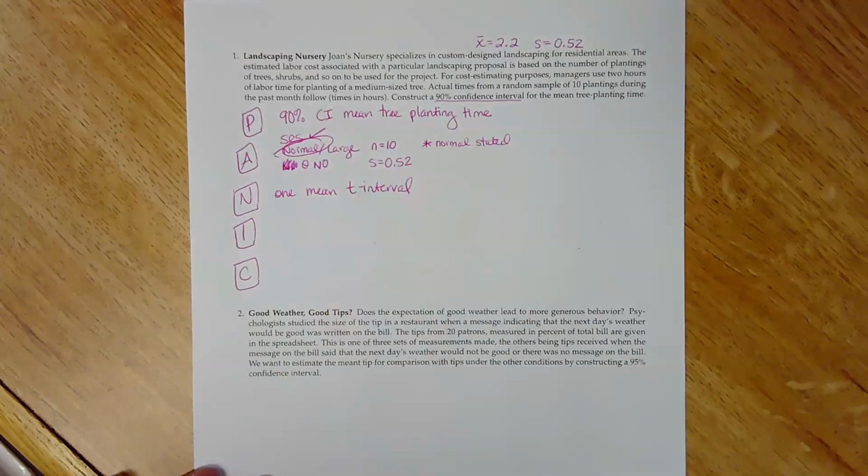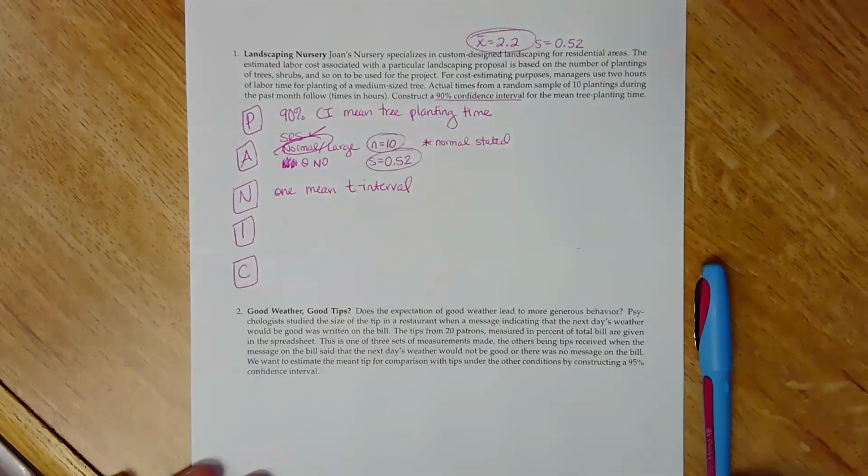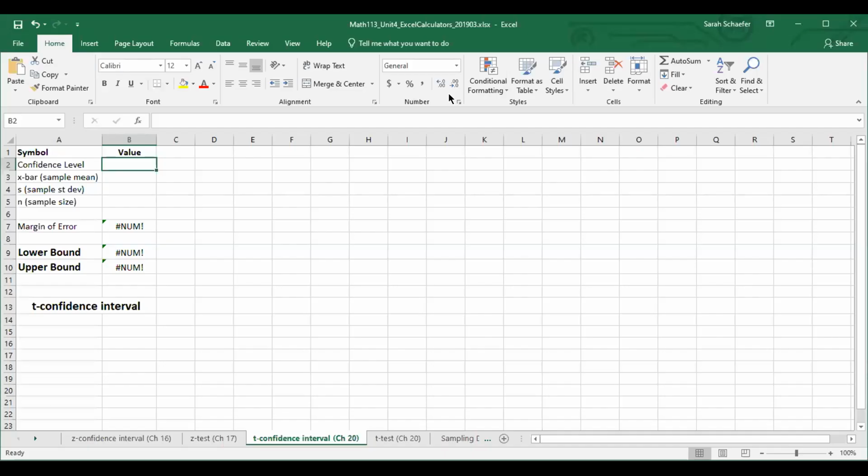Let's see, do I have everything I need? I have n equals 10, I have my S, and I have my x bar. So I'm ready to head over to the spreadsheet and get the interval endpoints. Our confidence level here is 90%, so I'll put 0.9 in. My sample mean x bar was 2.2. S, my sample standard deviation, is 0.52, and our sample size is 10. That gives me from 1.9 to 2.5 as my interval. So I'm going to go ahead and write that down.